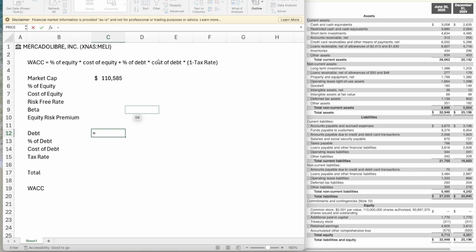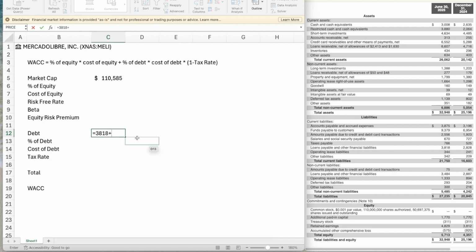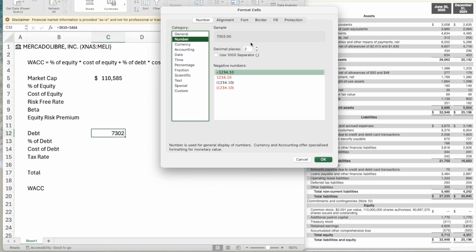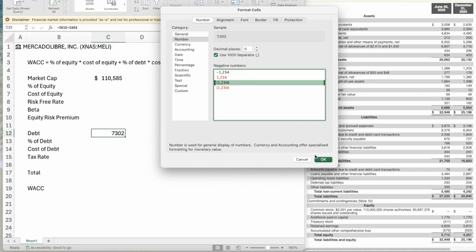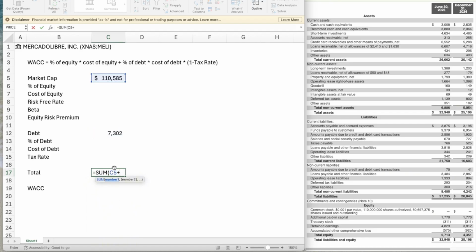So equals 3,818 plus 3,484. And just do a nice bit of formatting. Number. And so for total, it's the market cap. I will do sum, the market cap plus the debt. And that gives us 117,887.